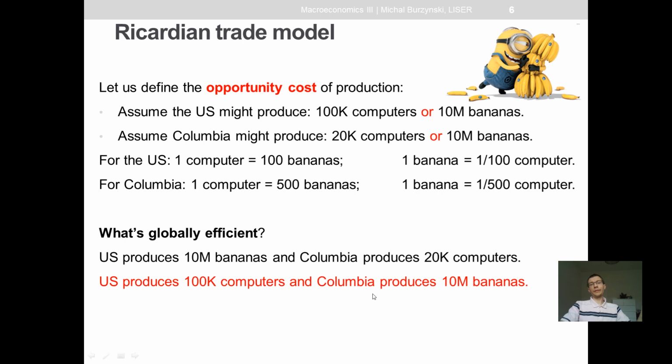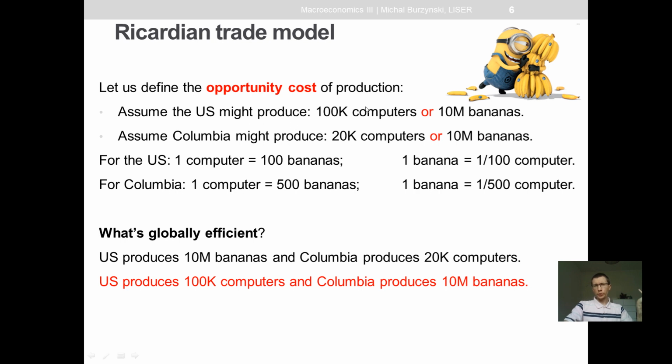Which means that ex ante, if you don't have international trade, what you have in the United States is only 100,000 computers and 0 bananas. What you have in Colombia available for the consumers is 10 million bananas and 0 computers. So of course, what has to be done in this global economy is international trade between both countries in terms of both goods, all right? And this is exactly what gives you the gains from trade in the Ricardian trade model.